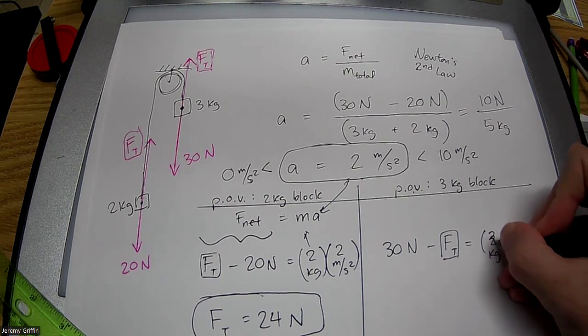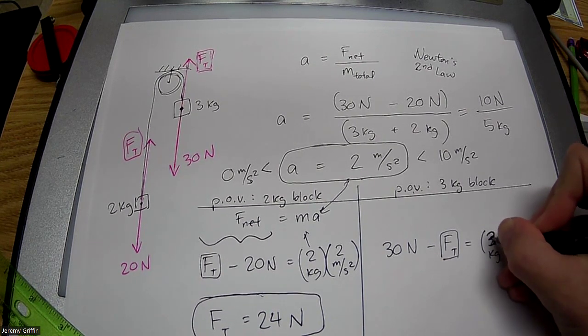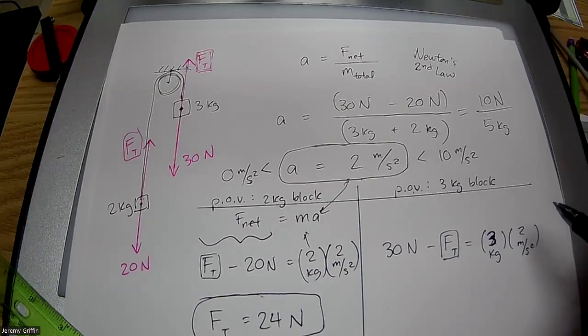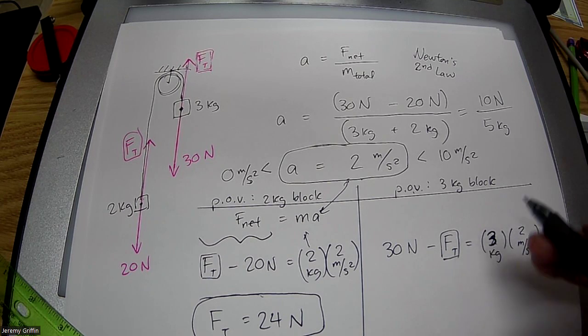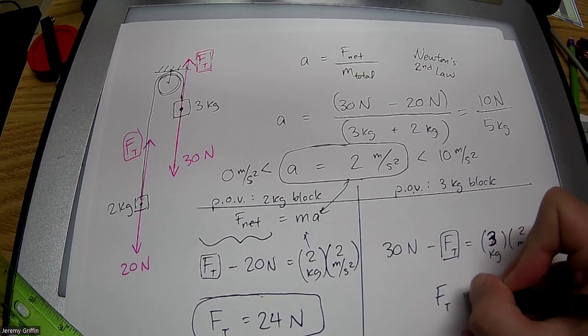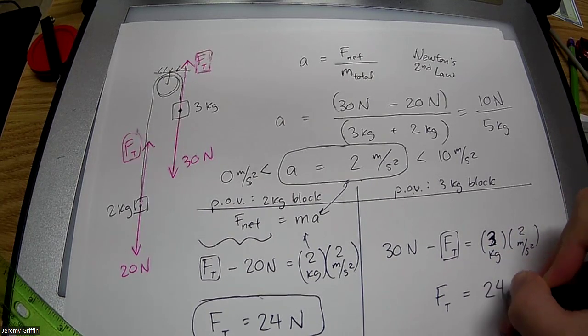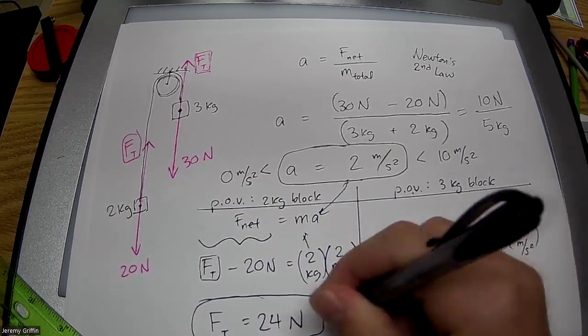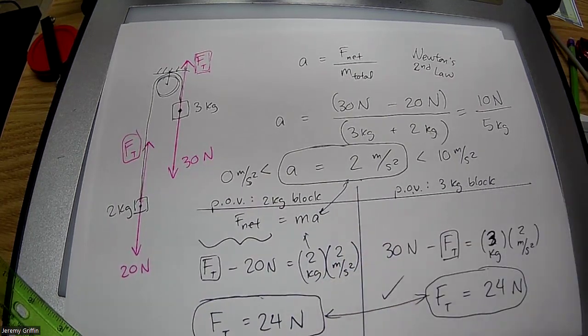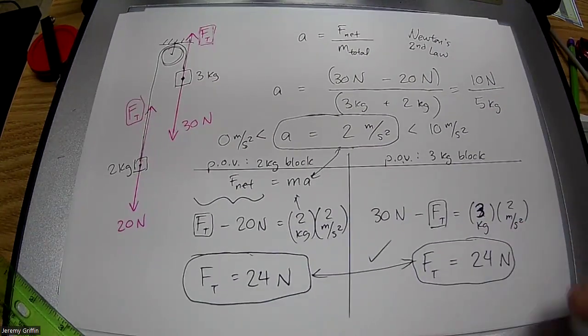Yeah, good call. 3 kilograms. So 3 times 2 is 6. Well, careful. What's 6 minus 30? Negative 24. Negative 24 is equal to negative tension. Therefore, the positive tension is 24 newtons. It's the same tension. Because that one string has that one tension in it. Is that true? Yeah, there you go.